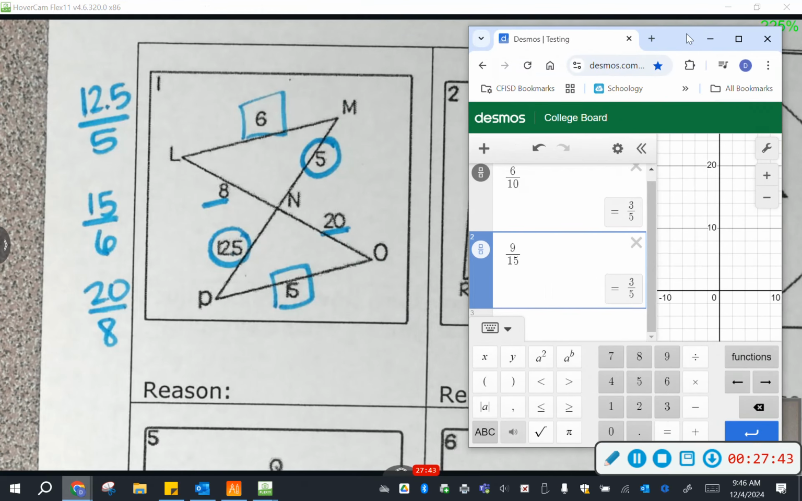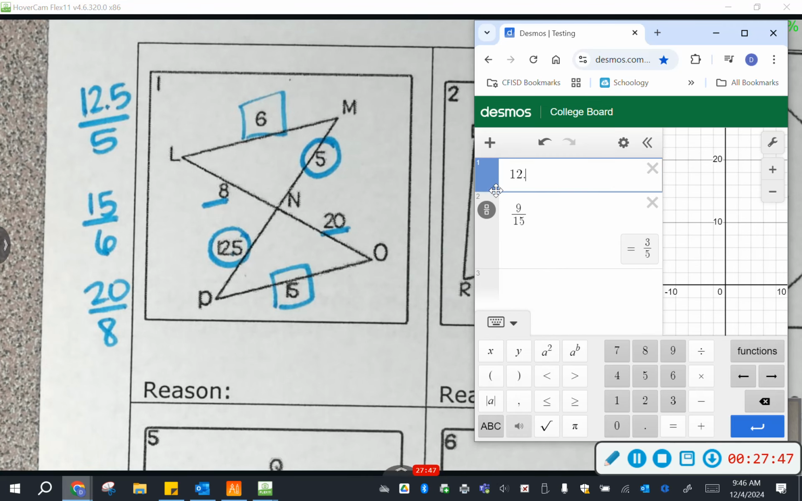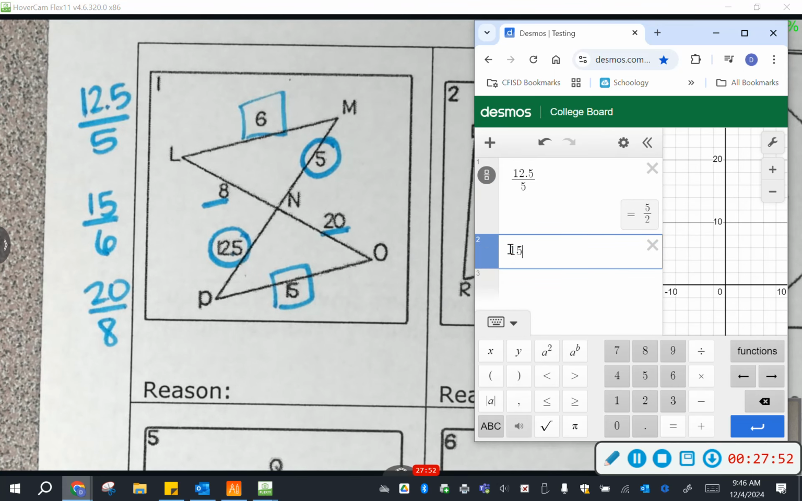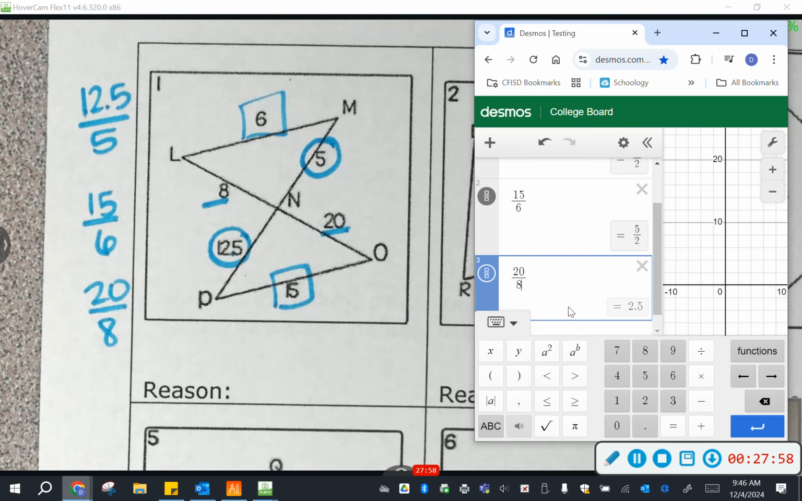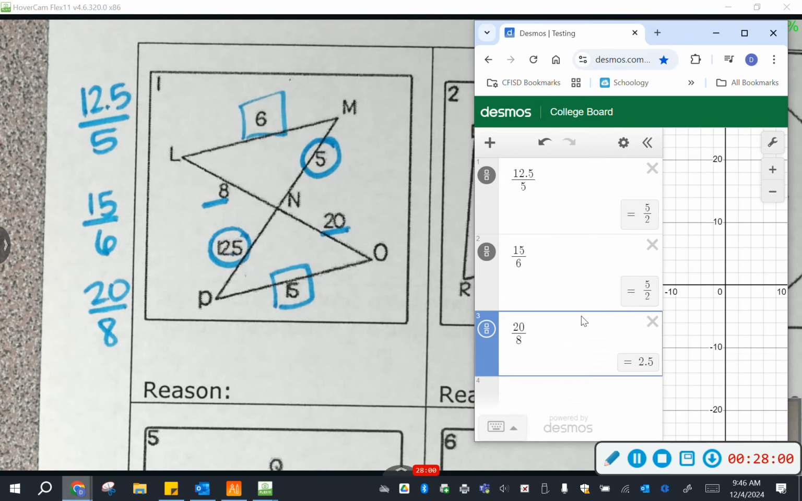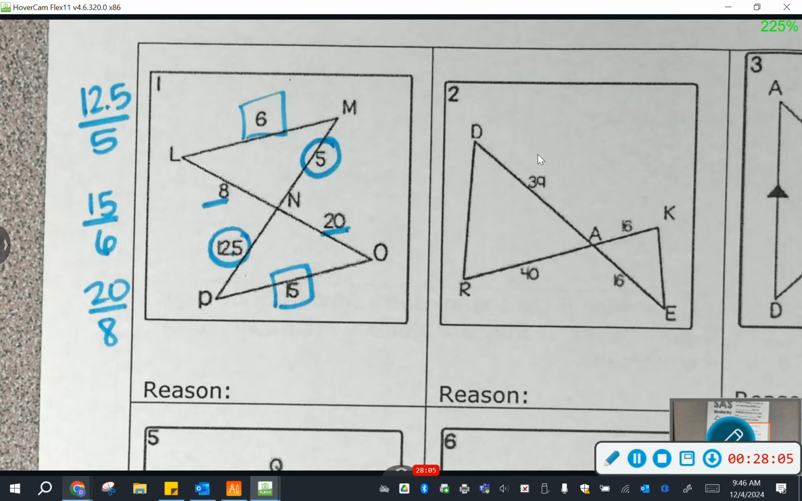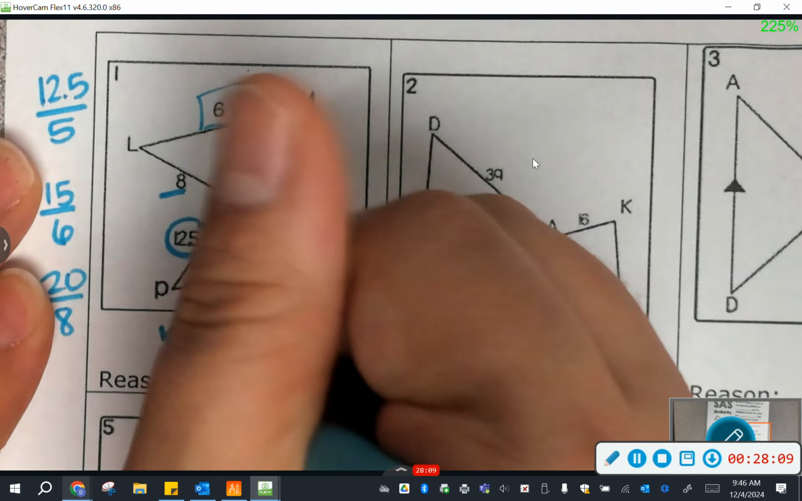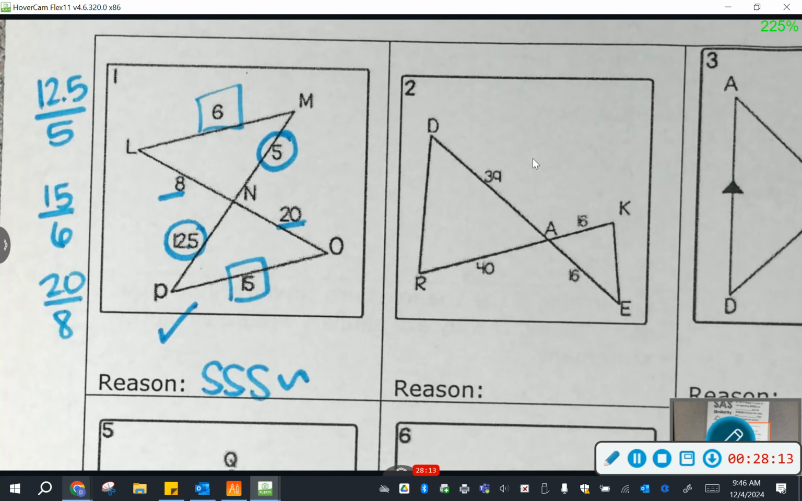And then I'm just going to divide these numbers real quick. So let's see. What is 12.5 divided by 5? What is 15 over 6? And by the way, always check all of them because one of them might be messed up and it might be the last one. But what do we get for all of them? 5 over 2. Are these similar? Yes. Why? SSS. So I'm going to say SSS similarity. And that's all you have to do.